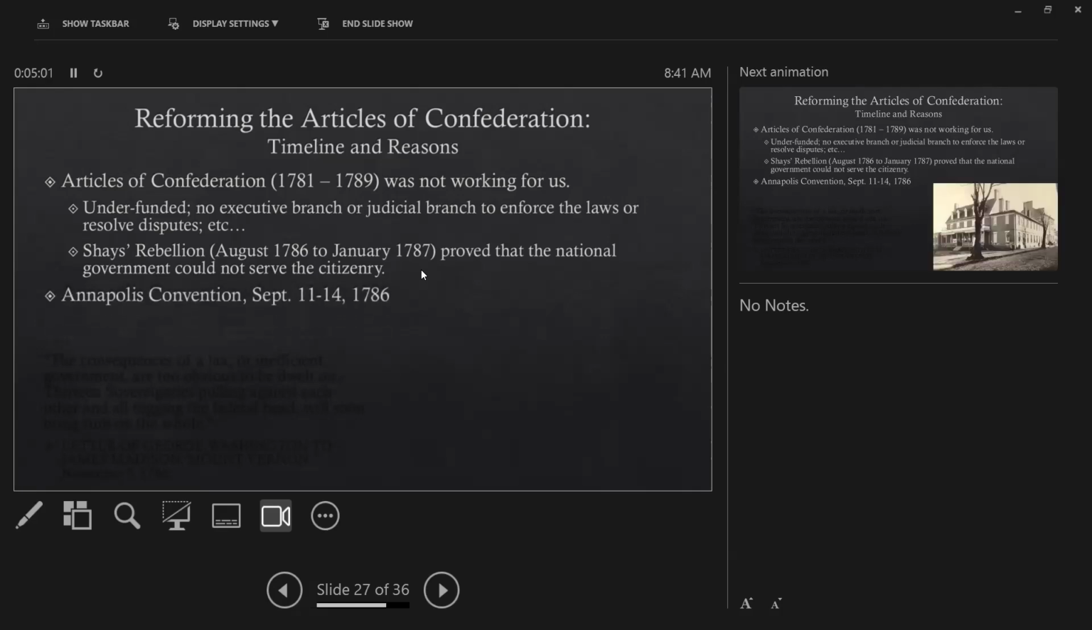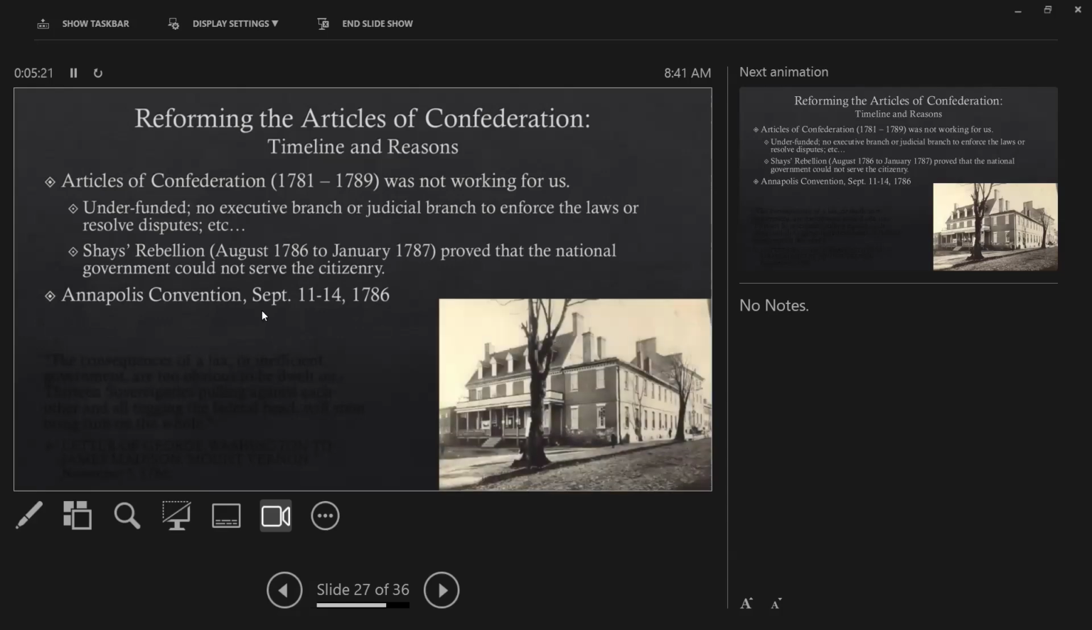So some of our founding fathers called for another constitutional convention to be held in Annapolis. And if you look at the dates, this was pretty quickly after Shays' Rebellion began. There was a call for a new convention. This is the place. I just happen to have a picture of where the convention was held, Mann's Tavern in Annapolis, Maryland. Unfortunately, not enough delegates came. So you could tell there wasn't quite enough political will to reform the Articles of Confederation at this particular time.